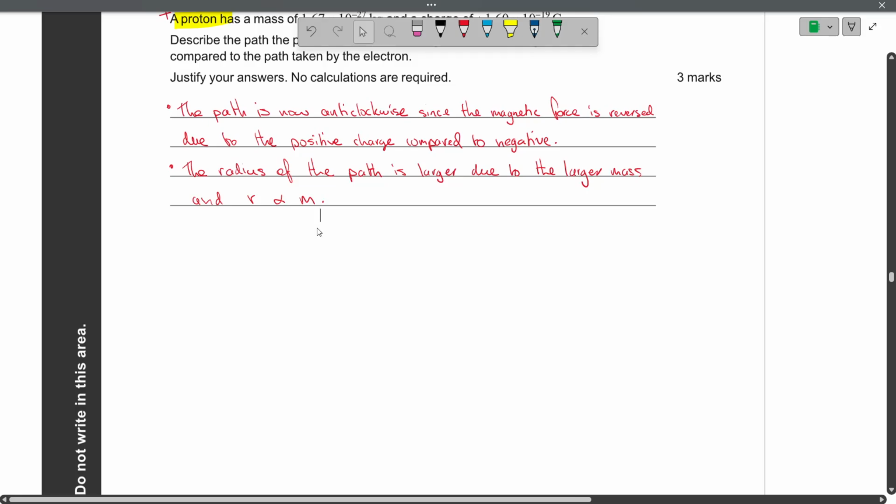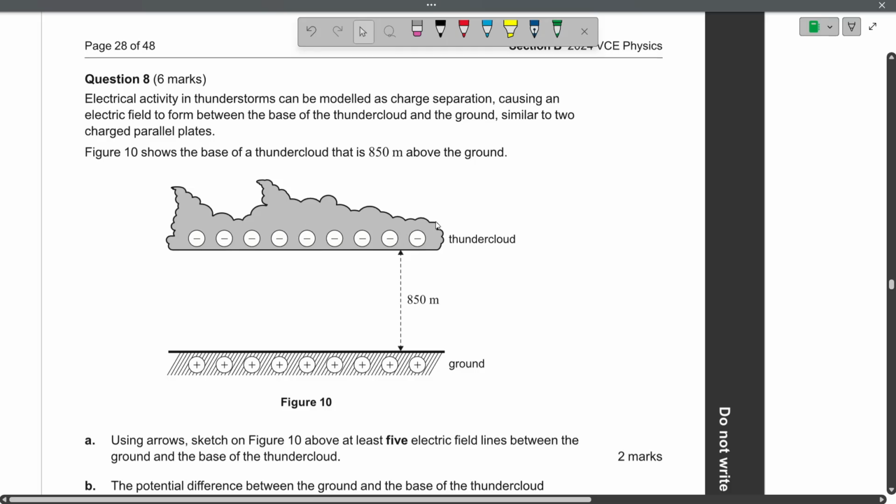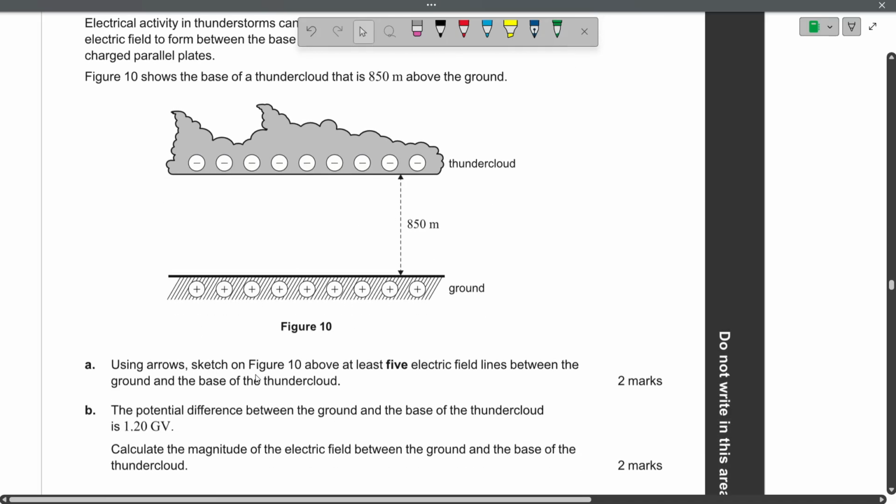So question 8, okay, let's just do this. Electrical activity in thunderstorms can be modeled as charge separation, causing an electric field to form between the base of the thundercloud and the ground, similar to two charged parallel plates. Figure 10 shows the base of a thundercloud that is 850 meters above the ground. Part A, using arrows, sketch on figure 10 above at least 5 electric field lines between the ground and the base of the thundercloud.